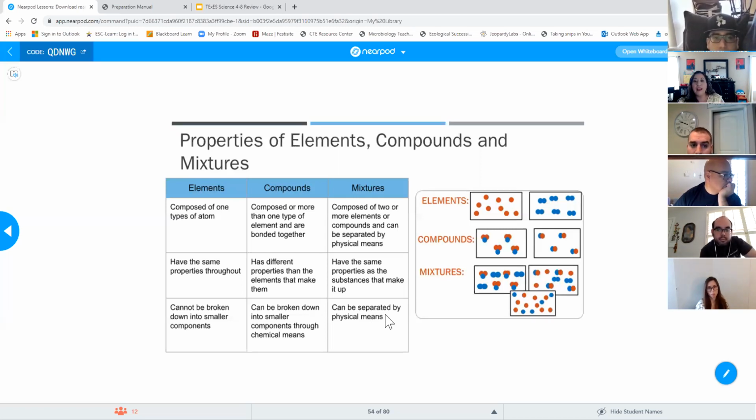I don't have to do any sort of chemical reaction to it. I'll be able to separate it some other way. And then just to explain that in terms of pictures, with elements, it's only one type of atom. With compounds, they're atoms of different elements that are chemically bonded together. And then with mixtures, it's going to be different types of elements or compounds that are put together. So different types of substances.